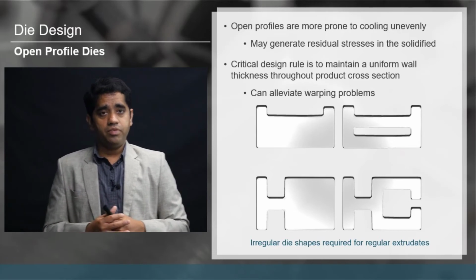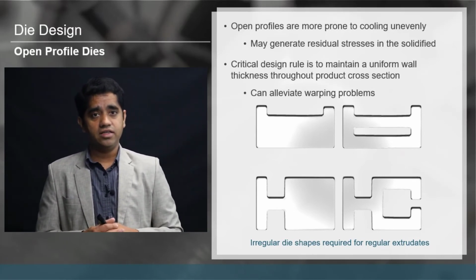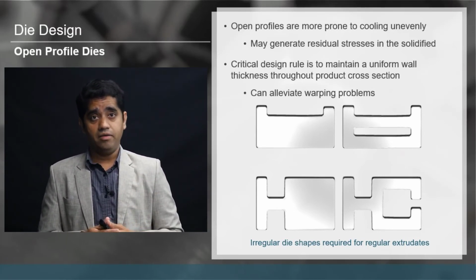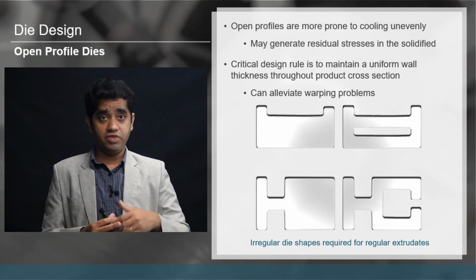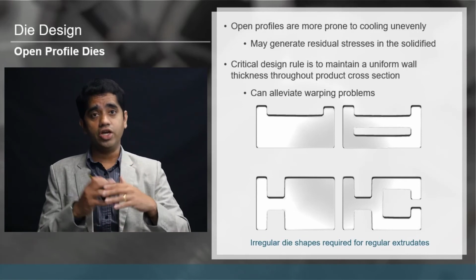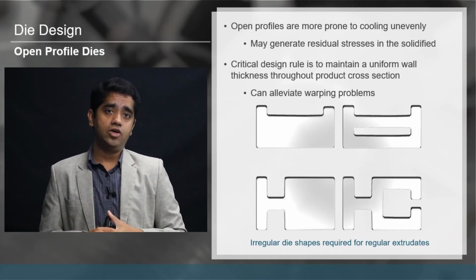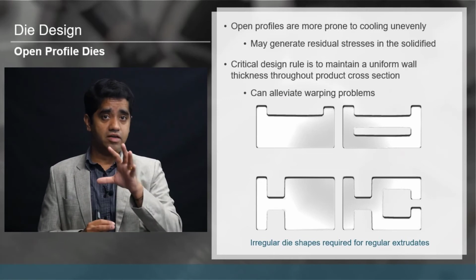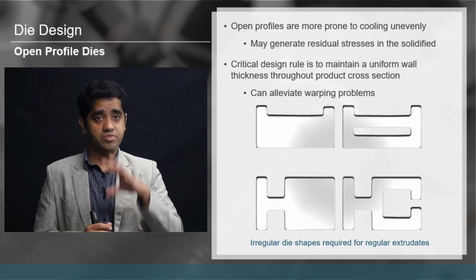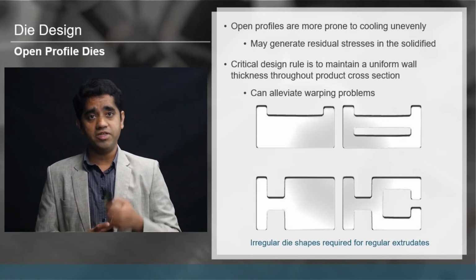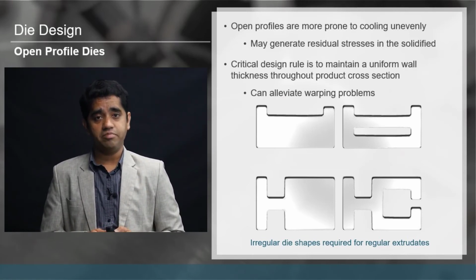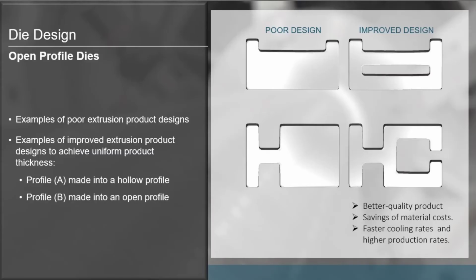These are some examples of die profiles that are good and bad. As you can see, these are some open profile dies which are not good because they will have irregularity in terms of the cooling patterns. Those are irregular shapes, and how you can enable a much better cooling system is what's shown in the right hand side picture. You can see the difference between the poor design of the die and the improved design.